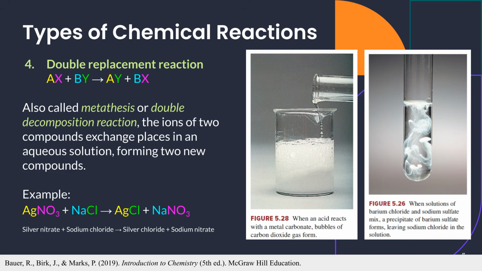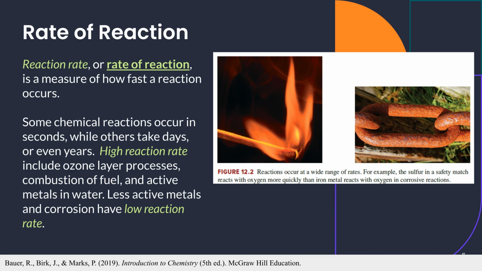In the example, silver nitrate reacts with sodium chloride to form solid silver chloride, which precipitates out of solution, and sodium nitrate, which remains dissolved. Reaction rate, also called rate of reaction, is simply a measure of how fast a chemical reaction happens.